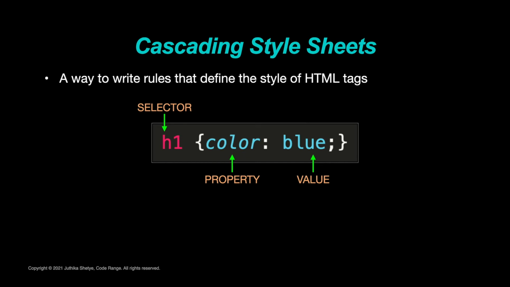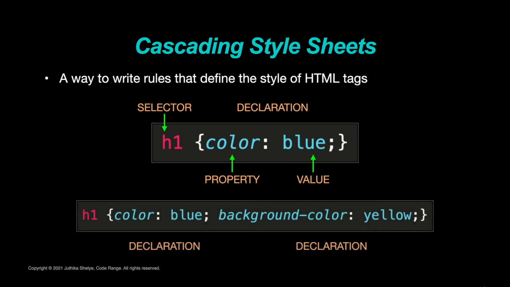You have an opening curly or brace bracket and a closing curly bracket. And in between the brackets, you have this declaration which includes the property and value separated by a colon. And then there is a semicolon right at the end of this entire declaration. You can have multiple declarations inside these brackets for a single tag, each one separated by semicolons.